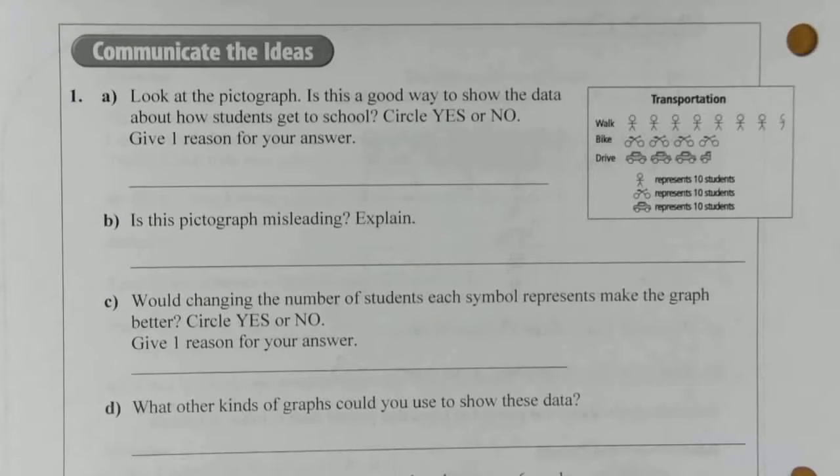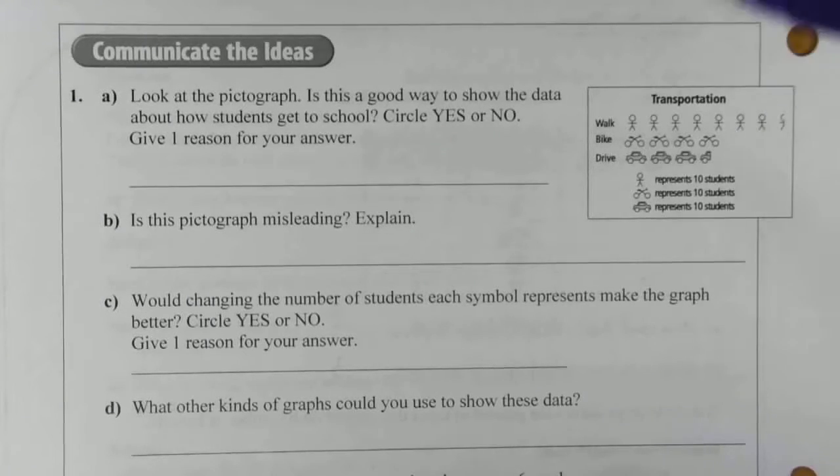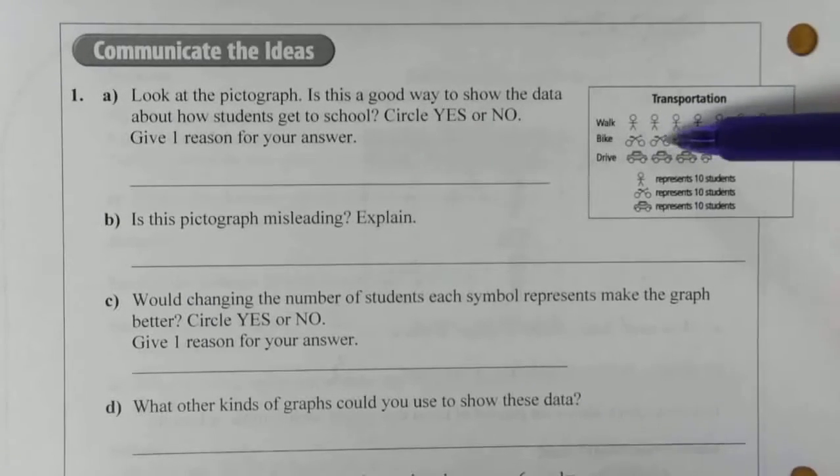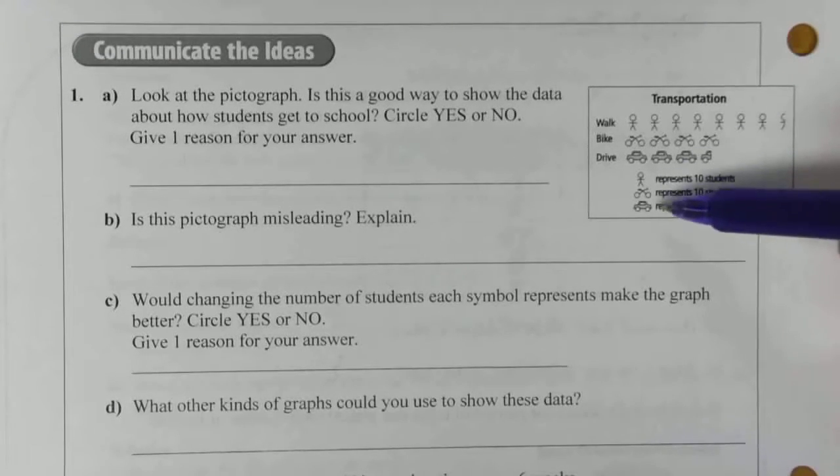Transportation doesn't really explain what the transportation's for, so there's a little bit missing there. We've got images here for walking, 1, 2, 3, 4, 5, 6, 7.5 images. Biking has 1, 2, 3, 4. Driving has 1, 2, 3.5. And each of those symbols represents 10 students.